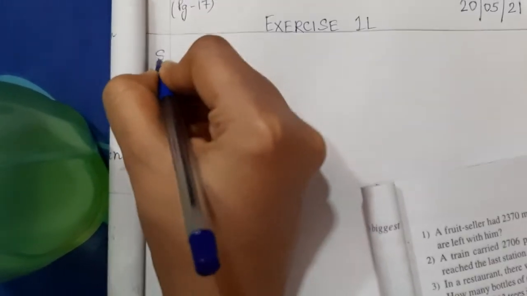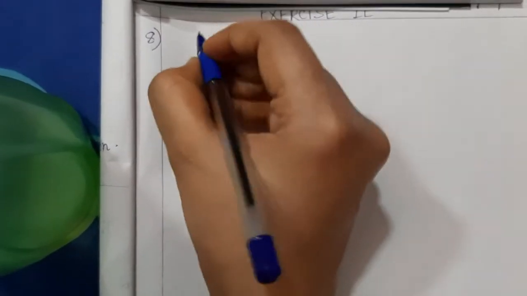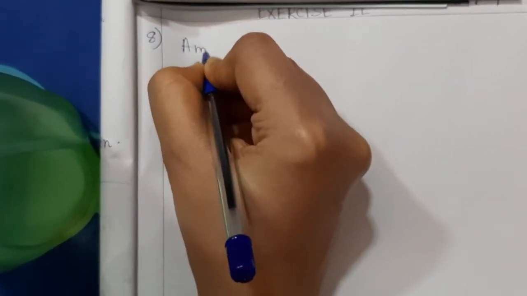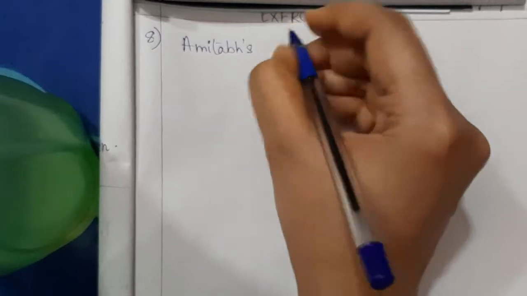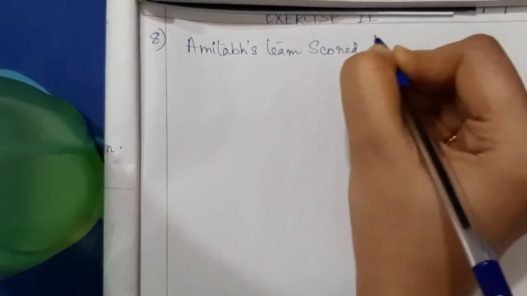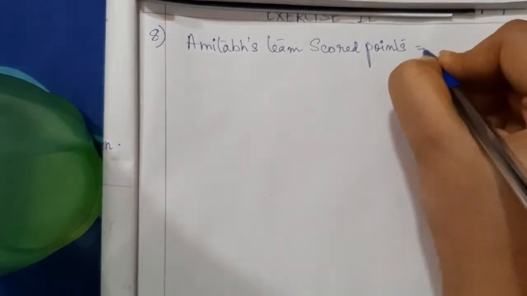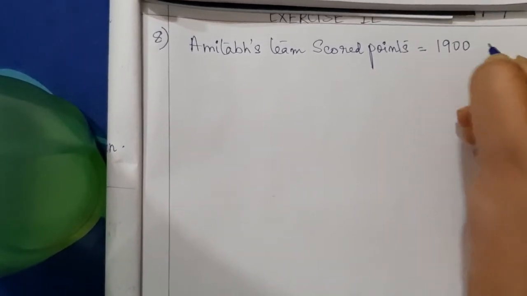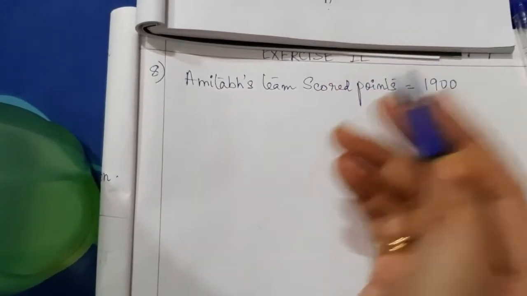How many points more than the other team? So we are going to write the statement now. I'm going to write 8 here. It says that Amitabh's team scored 1900 points. So we are going to write: Amitabh's team scored points is equal to 1900.